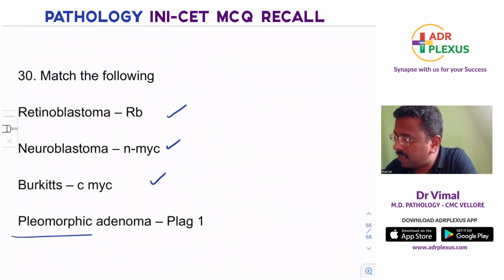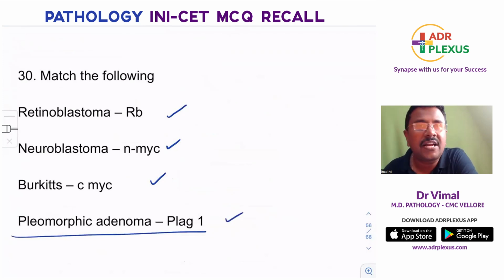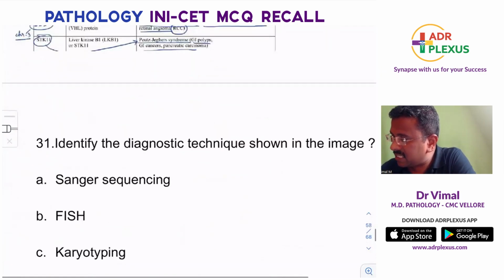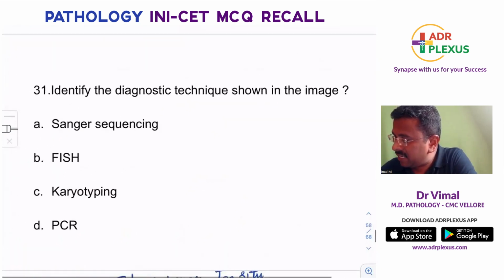The new one which is asked is pleomorphic adenoma, PLAG1. Maybe in subsequent exams, this can be included in the future exams also, as a trend. So PLAG1 for pleomorphic adenoma. This also we could see from our workbook.